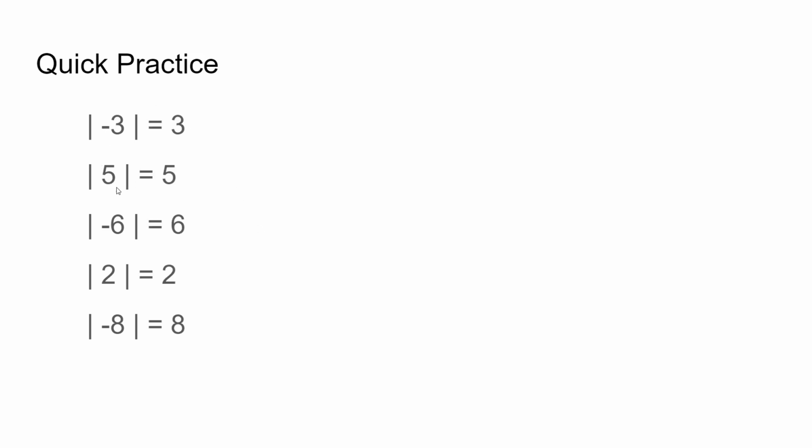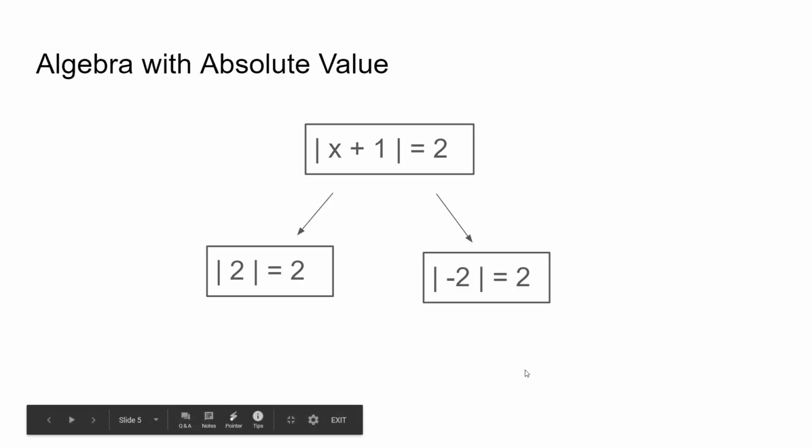You'll notice we get the answers right here. Negative 3 becomes 3, 5 becomes 5, negative 6 becomes 6, 2 becomes 2, and negative 8 becomes 8. So once again, really, all of our negatives become positives, and that is it.